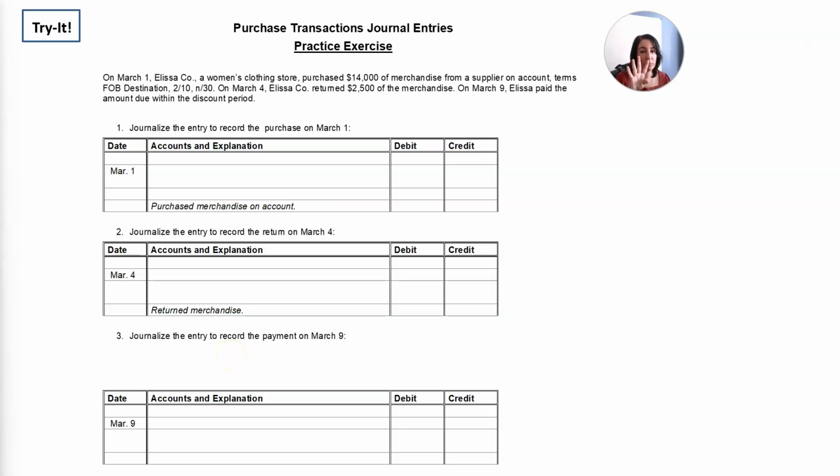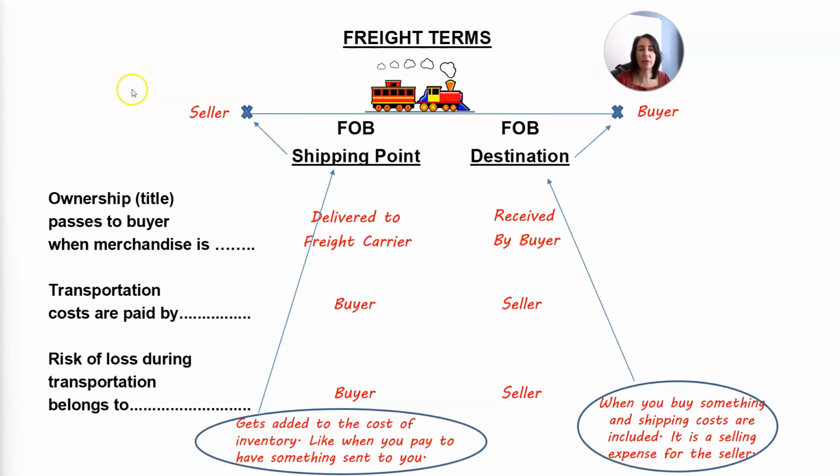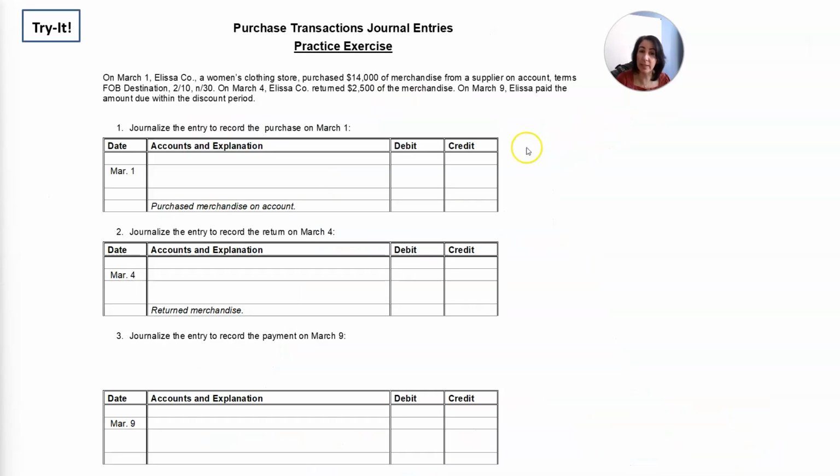Hey everybody, part 4. Alright, so let's get into some journal entries that have those shipping terms in them. March 1st, women's clothing store purchased $14,000 of merchandise from a supplier on account, terms FOB destination. That means, right, FOB destination, we have to get it all the way to the buyer to its destination.